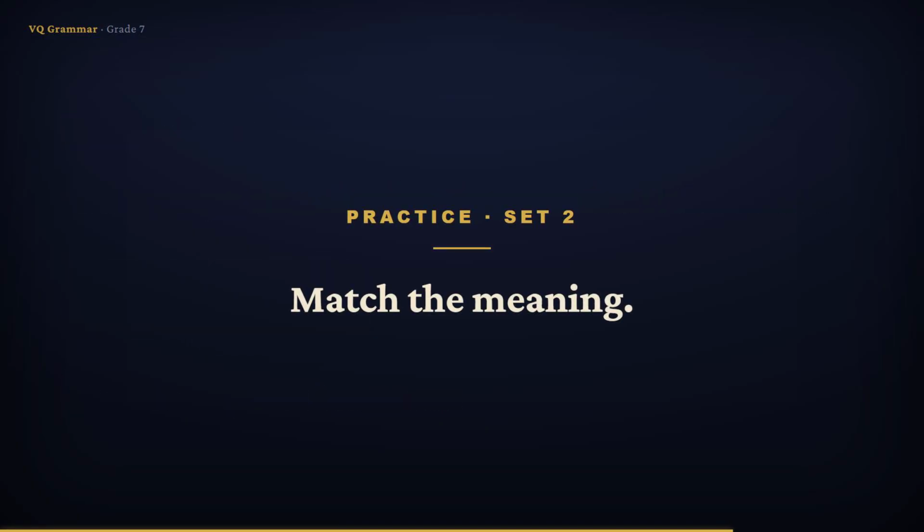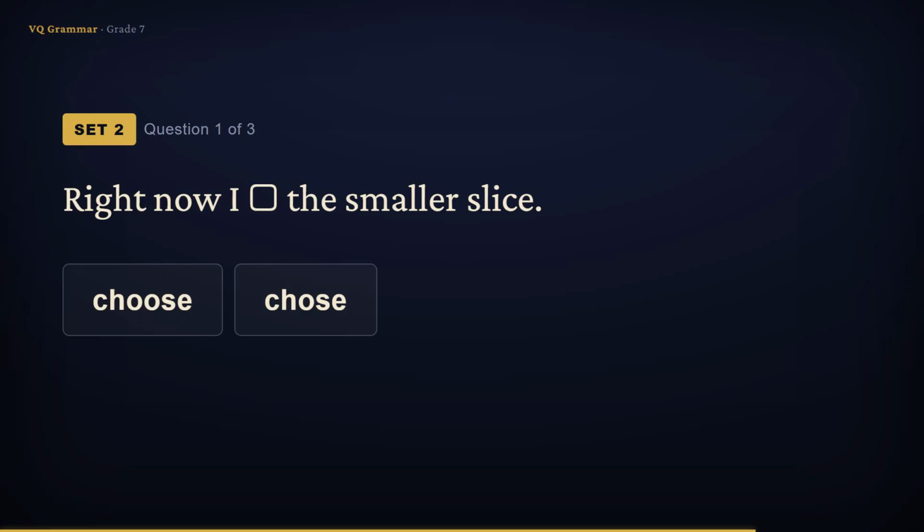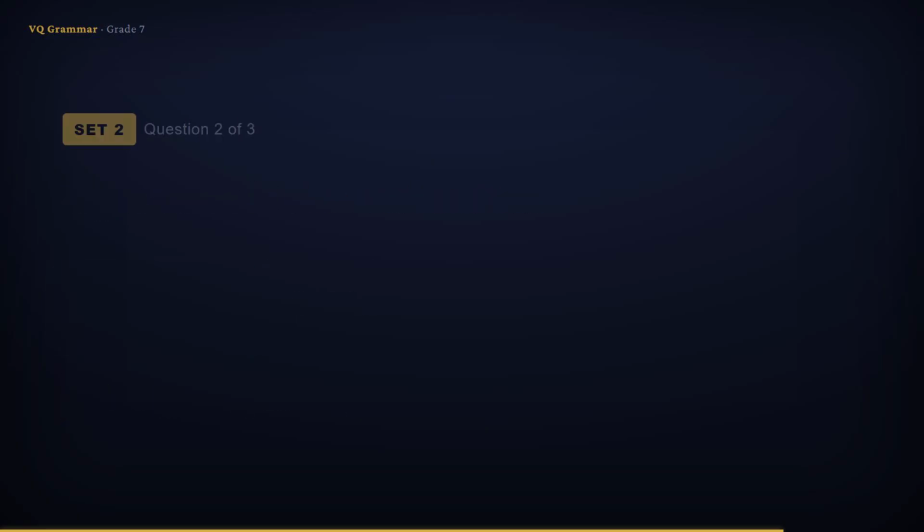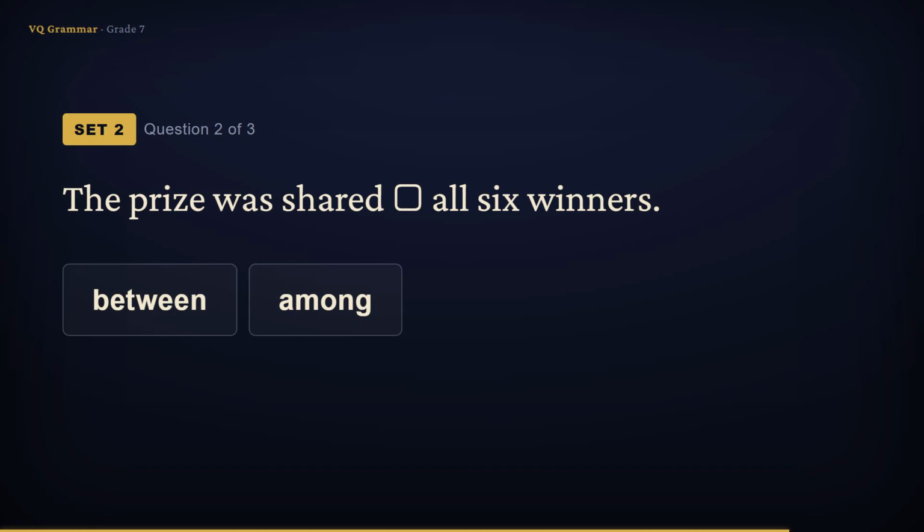In this second set, keep choosing the word that matches the meaning. Watch the spelling and the tense carefully. Pause and choose before I answer. Right now, I blank the smaller slice. Choose or chose? The words right now tell you it's happening in the present, so we use choose. So the answer is choose. The prize was shared blank. All 6 winners. Between or among? 6 winners is far more than 2, and 3 or more calls for among. So the answer is among.